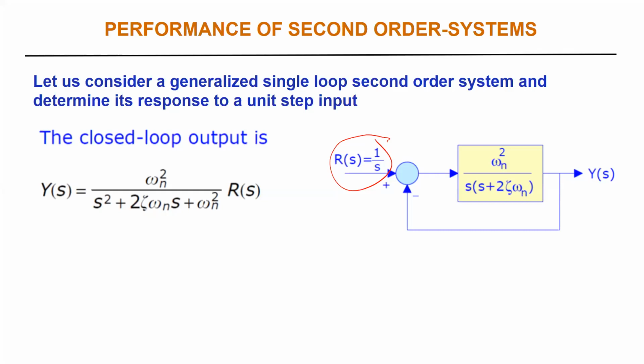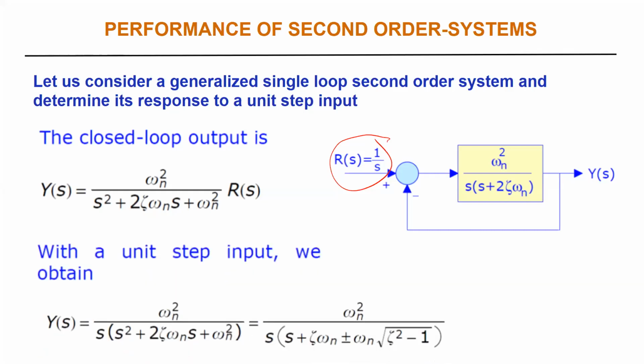Let me look into the response when r is a step function. How will various values of zeta and omega n affect the shape of my response for the step input? If I have a step input, r equal to 1 over s, I'm going to have omega n squared over s, times s squared plus 2 zeta omega n s plus omega n squared, where I'm factorizing the poles of the system.